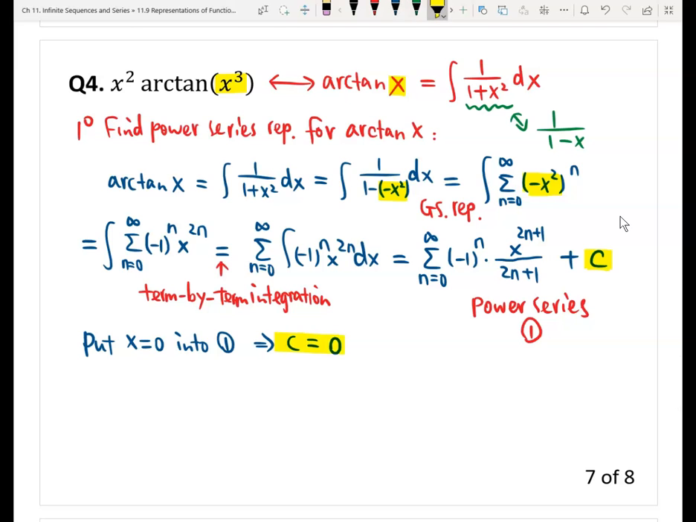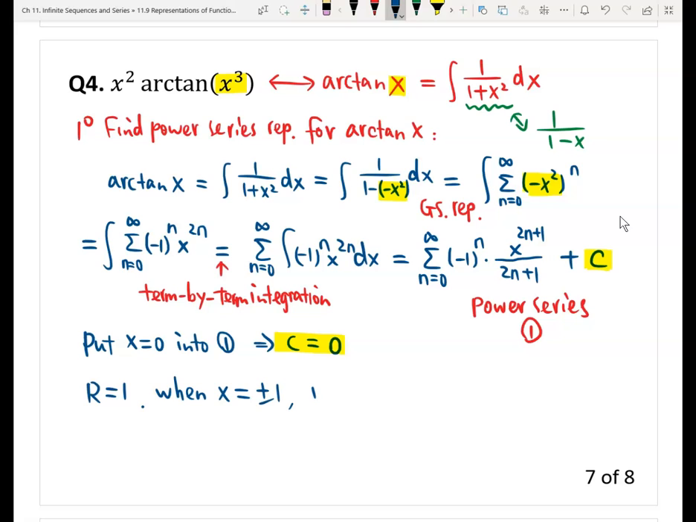And which means what? Our power series, we don't have the constant term. So now we're talking about the domain. First, we know the two series keep the same r, right? So r still equals 1. And how about the endpoints? -1 and 1. So we look at x equals +1 or -1.